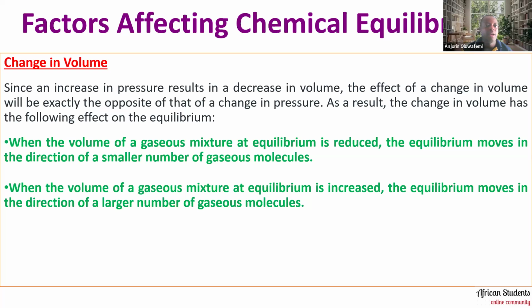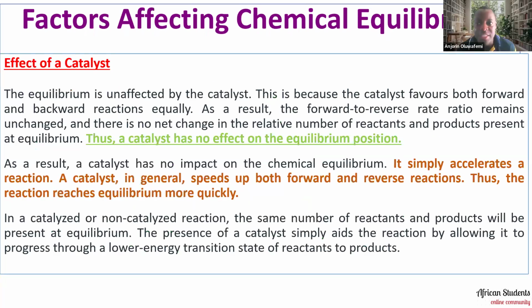Okay, all right. Also, introduction of catalyst, the effect of catalyst now. The equilibrium is unaffected by the catalyst. This is because the catalyst favors both forward and backward reactions equally. As a result, the forward to reverse rate ratio remains unchanged, and there is no net change in the relative number of reactant and product present at equilibrium. Thus, a catalyst has no effect on equilibrium position.